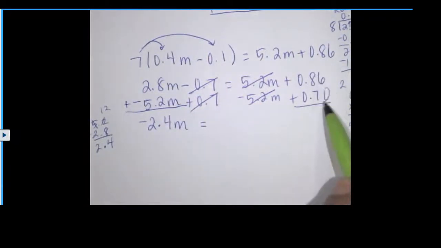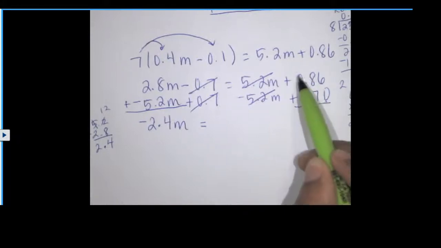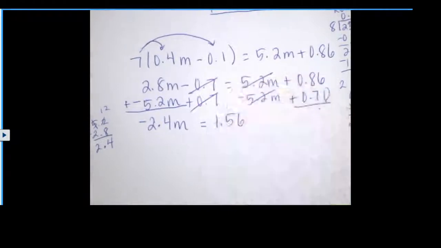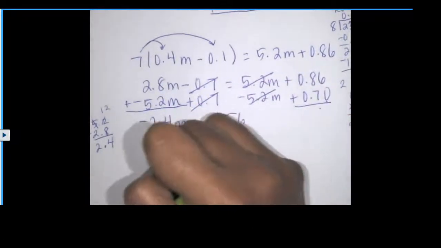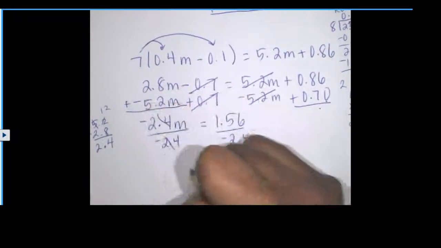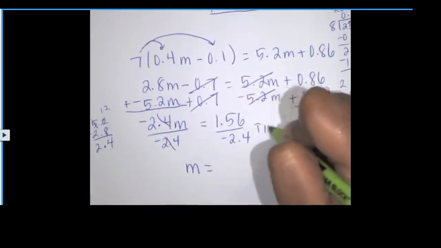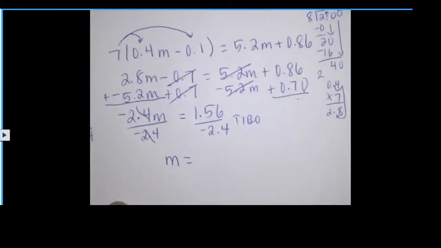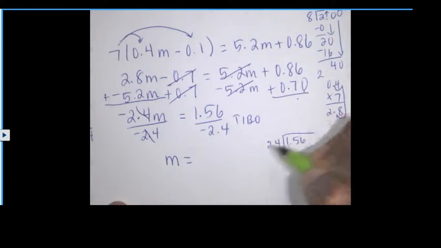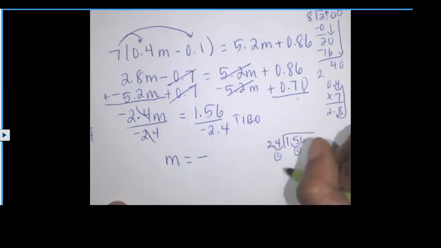Equals, and then in this case we're adding, so we should get 6 here, then we have a 5, carry a 1, so this should be 1.56. And now I'm dividing by negative 2.4 to both sides. So m is equal to, I'm going to do my T-bow. Okay, so we'll put 1.56 on the inside, put our 2.4 on the outside. Again, I know it's going to be negative as my final answer. Swing one time, swing one time, and now I'm rewriting.